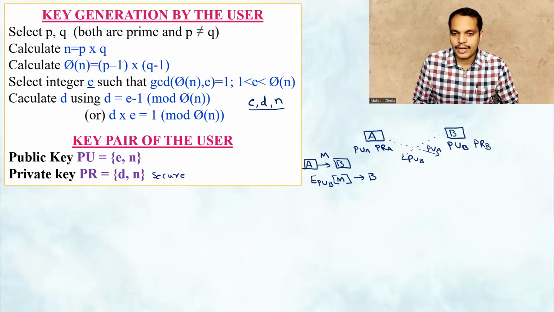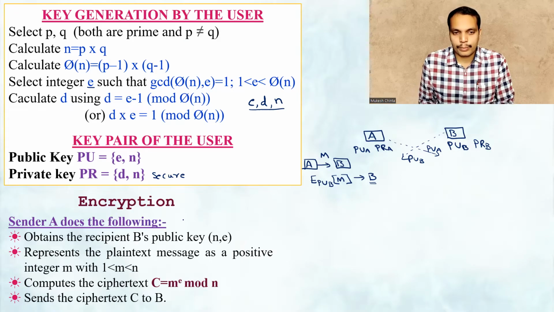Because M has been encrypted with the public key of B, it can only be decrypted with the private key of B. So in this way, the confidentiality can be maintained. Nobody other than B or the intended receiver can open this message or decrypt this message and read it. So this is what I'm going to do now.